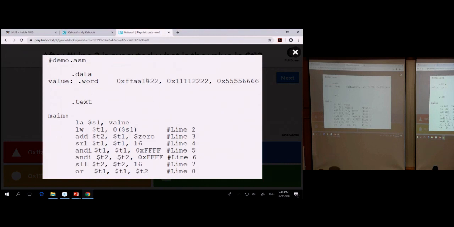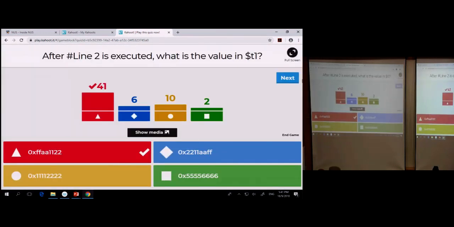Okay, so all this is taken from your QtSpim only, so you can try out all this kind of simple code. Those who got it wrong, I assume you cannot see. Maybe you cannot see from the back.